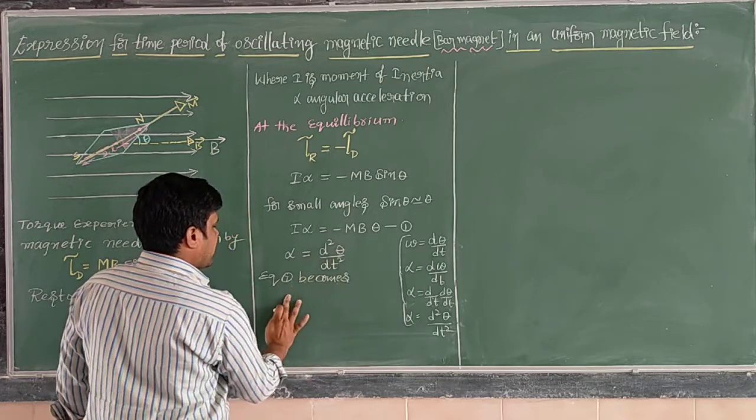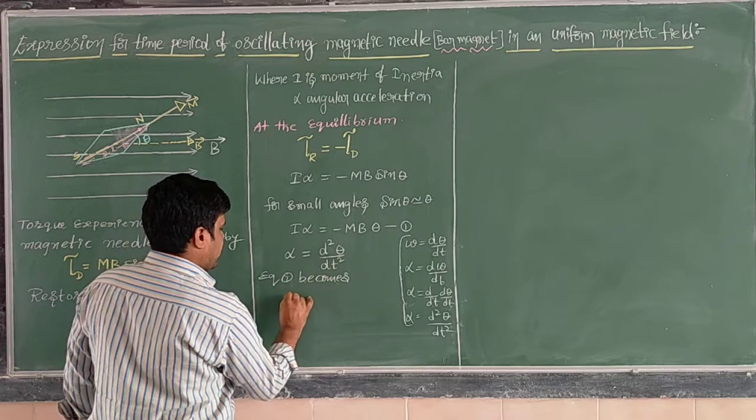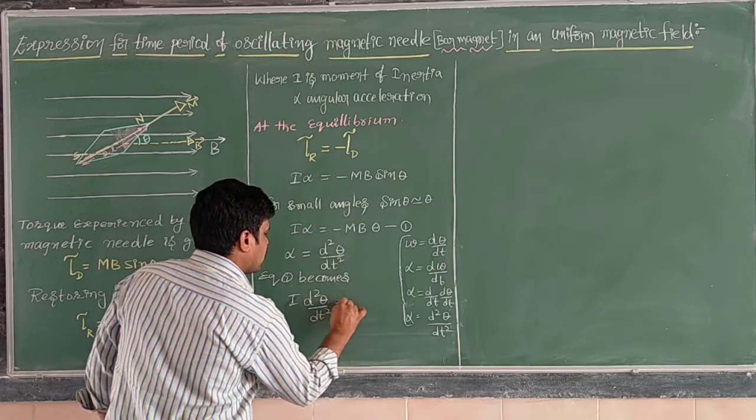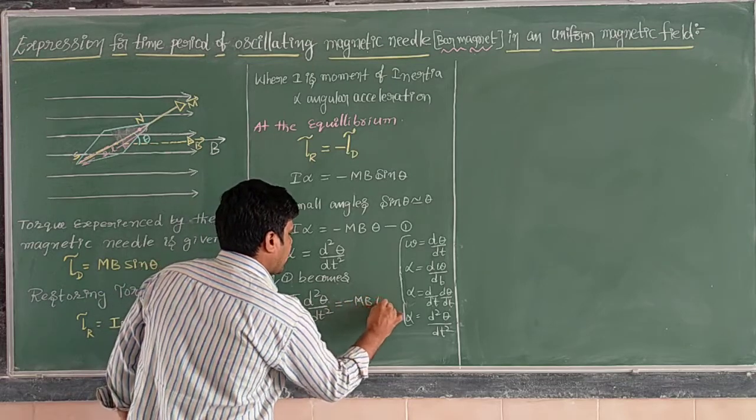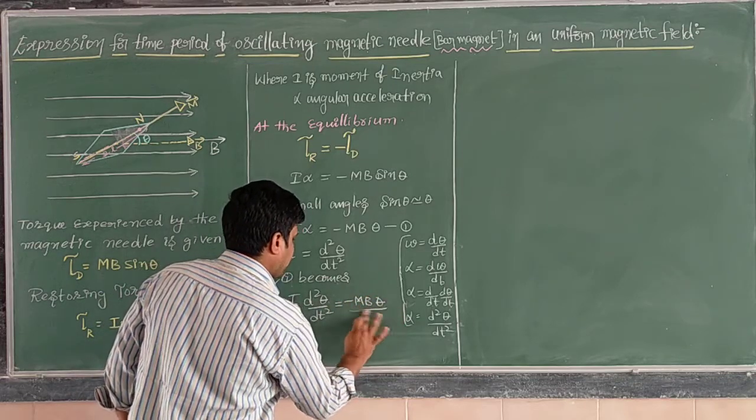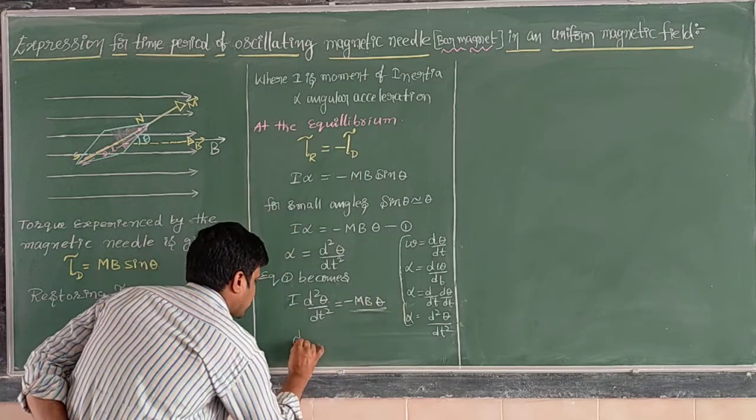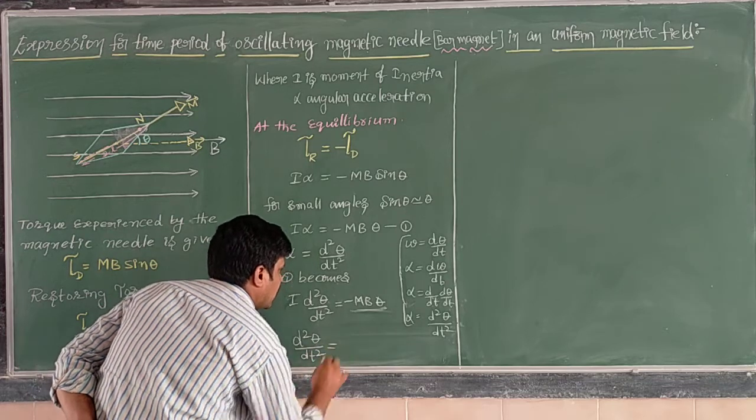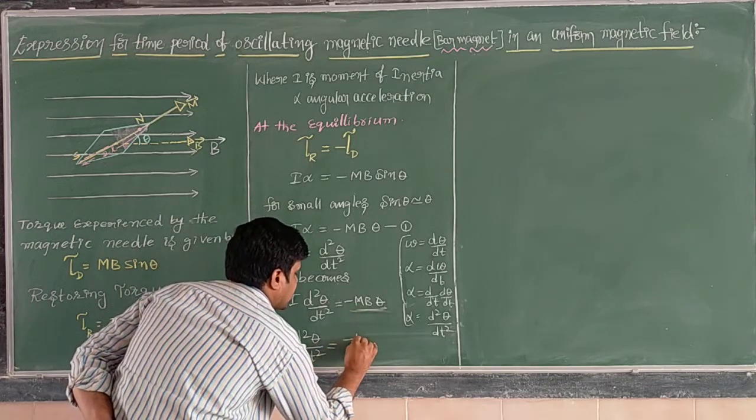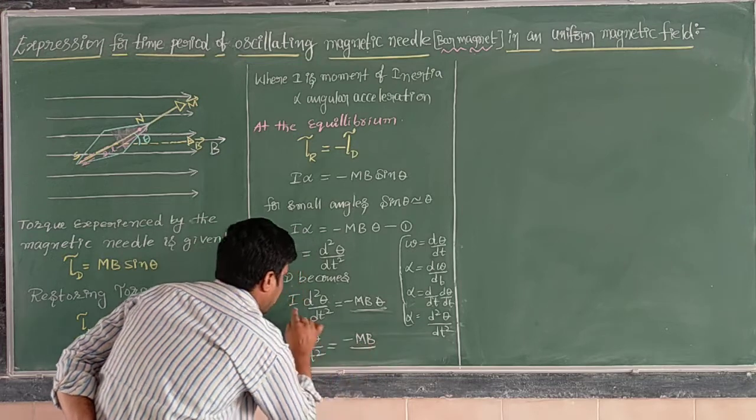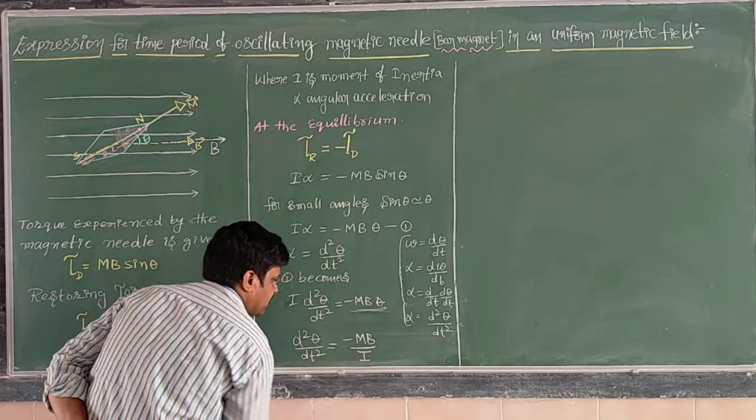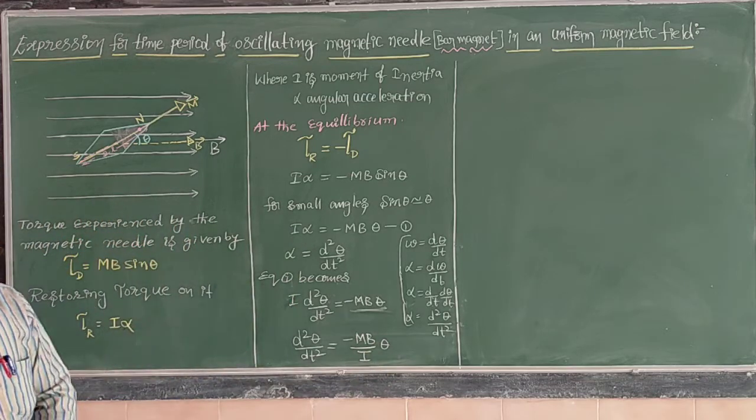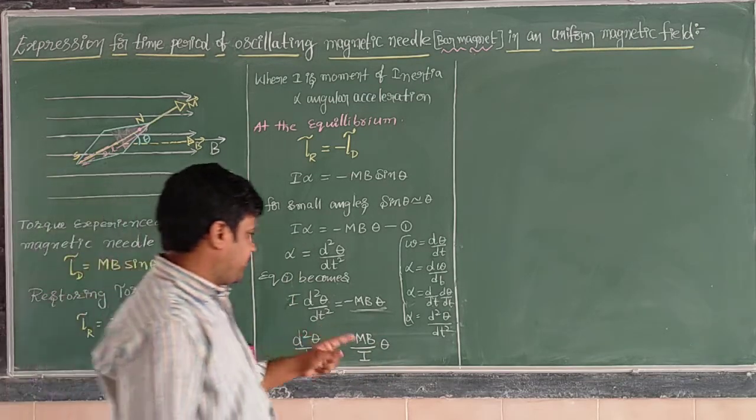I into d square theta by dt square is equal to minus mb theta, I can write. Now from this one, d square theta divided by dt square is equal to minus mb divided by I, moment of inertia will come here, into theta. Right.